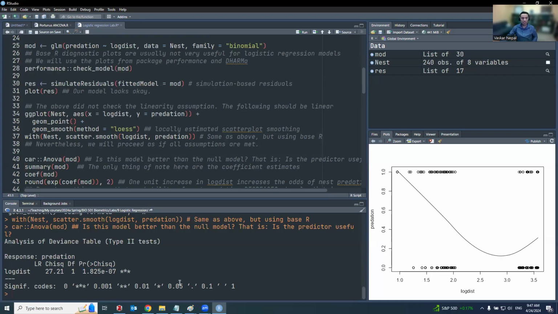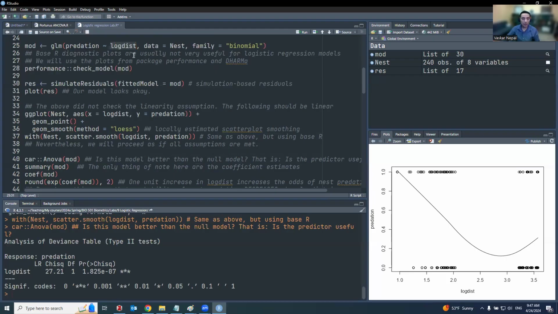This test is essentially checking whether our model is better than the null model. Remember that the null model is one where we do not have any predictor. For example, if we got rid of log dist and replaced that with 1, meaning intercept, then that is a null model. It just means take the average and there's no difference, right? No predictors are important. It's the same as just taking the average.